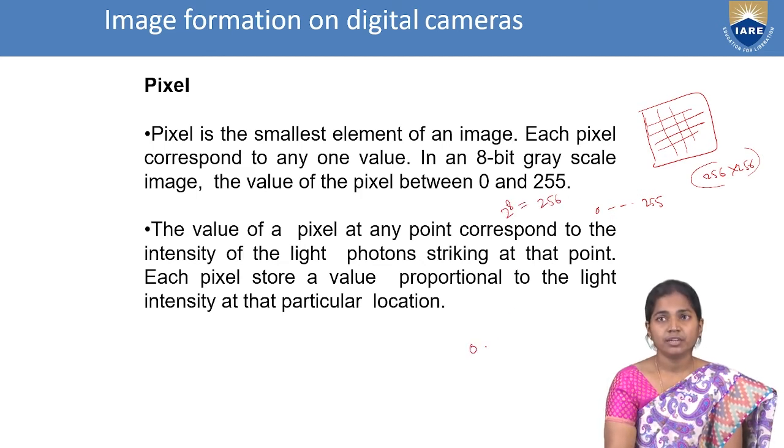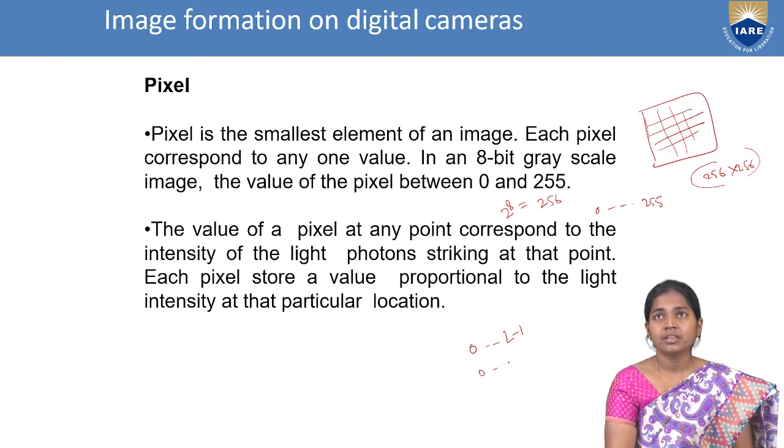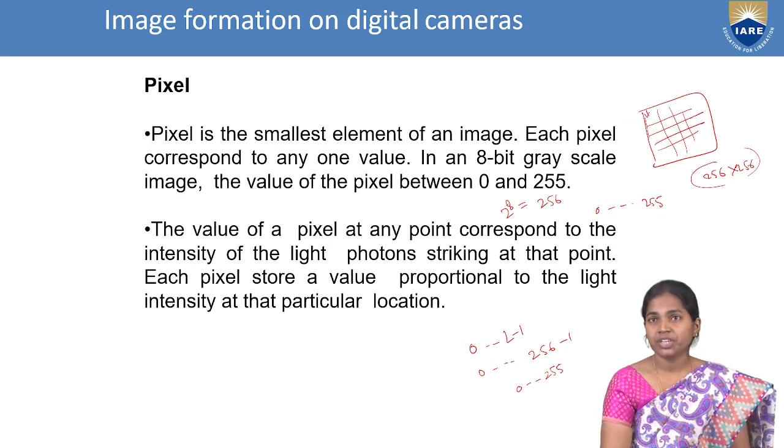Here the grayscale is represented from 0 to L minus 1. L is 256, so 256 minus 1. How many shades are there? 255. If we are using 8 bits in each pixel, we have a total of 255 shades in that image.